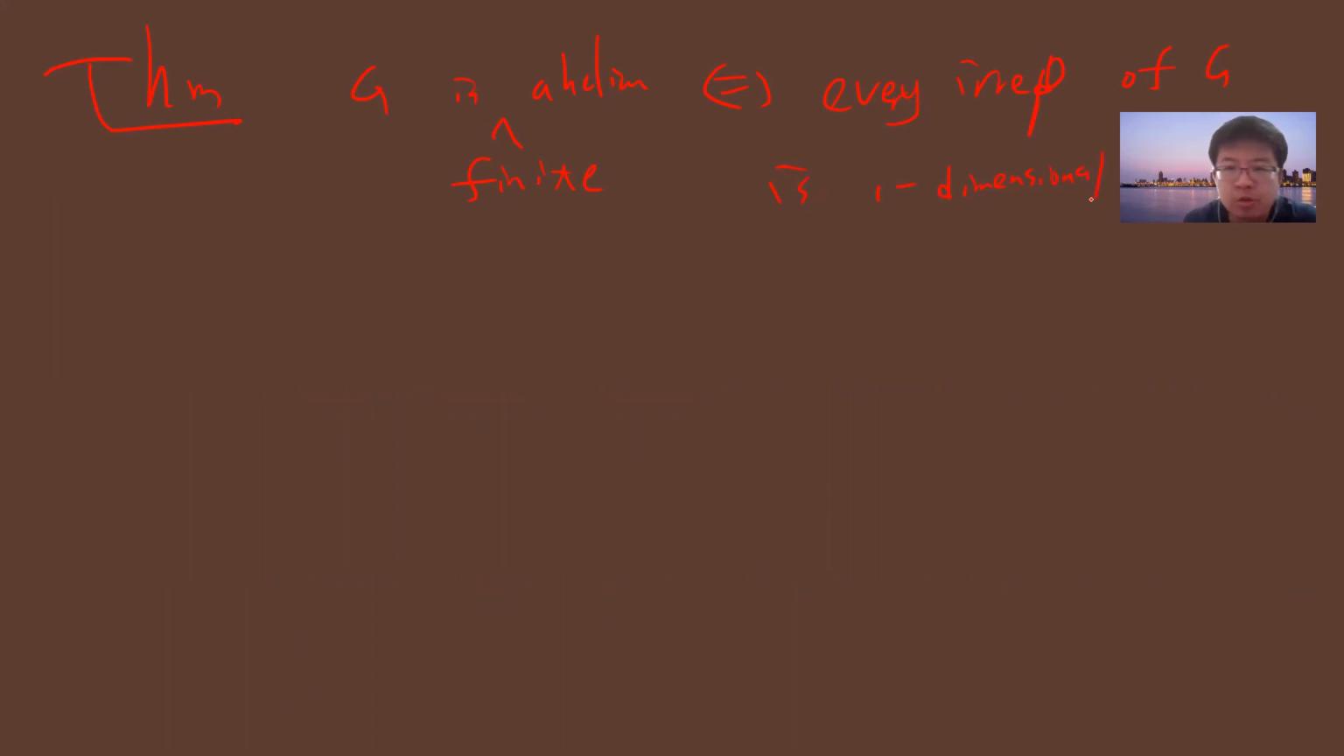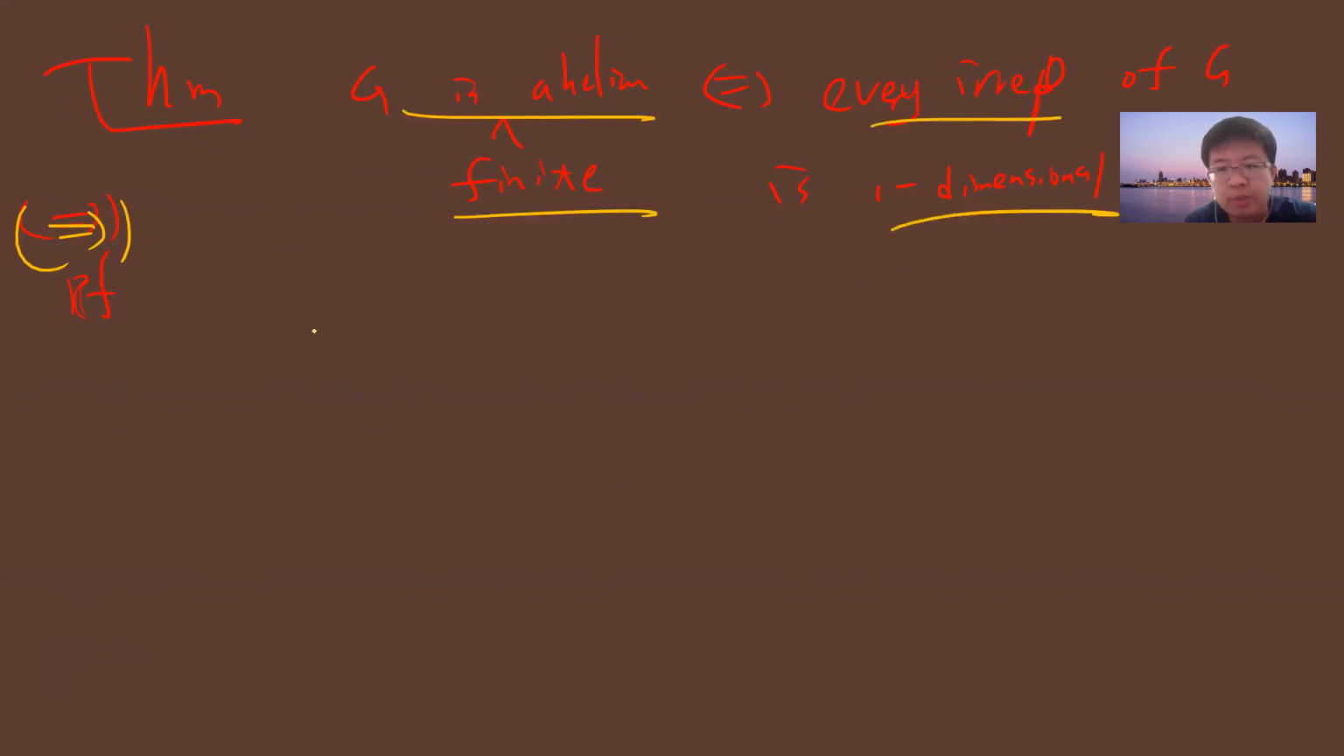There are 2 kinds of proofs. Let's prove this direction first, which is the one people usually talk about: if G is finite abelian, then every irreducible representation is one dimensional. The standard proof is that you know rho of g has finite order, which tells you that rho of g is diagonalizable for each g.